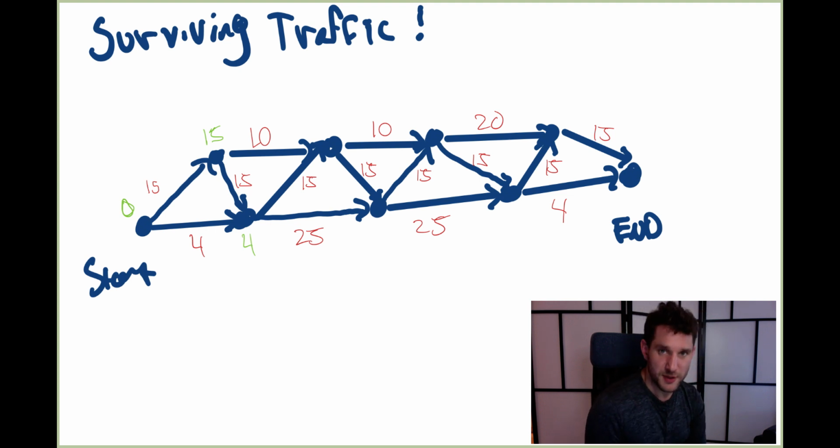Now we get to our first interesting case: how long does it take to get to this top node right here? We could have spent 15 seconds getting to this node and then another 10 seconds getting to this node, that's 25 seconds, or we could have spent 4 seconds getting to this node and then 15 seconds getting to that node, which means that's only 19 seconds. 19 is better than 25, so I'm going to write down 19 here.